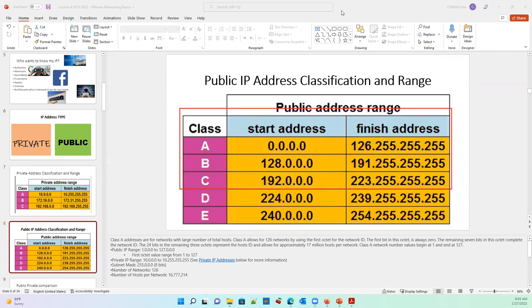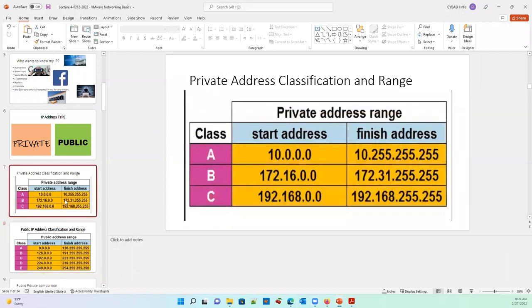We're going to go to private IP addresses. A private IP address is inside your private company, your private home. It is not routable on the internet. You can have all those addresses in your home. If you have 5,000 computers at home or in your company, you can use those IP addresses.